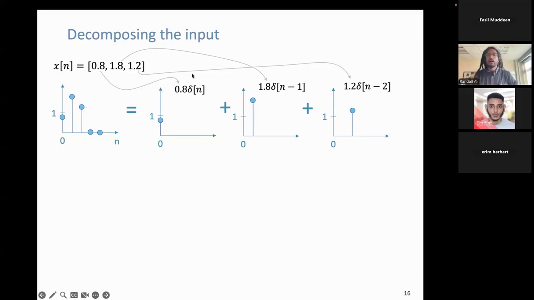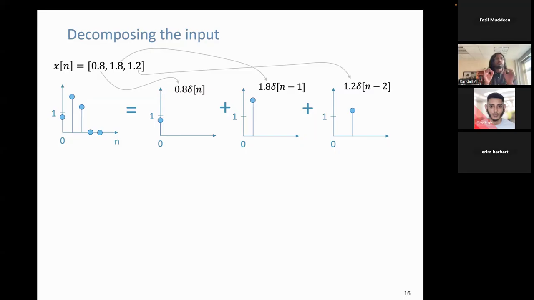Because remember, for each of these decomposed impulses of my input, it only has a non-zero value at one particular value of n. So here for n equal to 0, that's 0.8, for n equal 1, that's 1.8, n equal 2, 1.2, etc. So if I add these up, I get back my input signal.